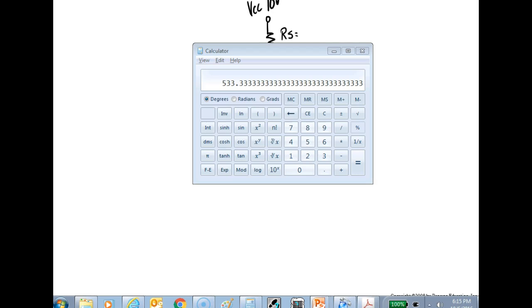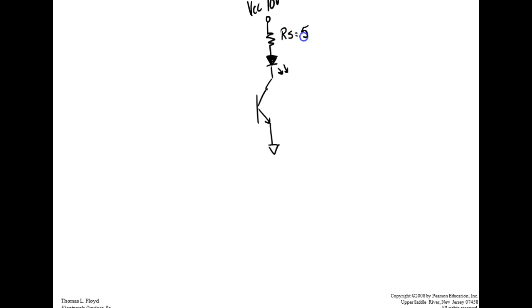So basically we'll just choose the one that it's closest to. That's only 560 ohms, that's only 27 ohms off. That'd be good. Now, why didn't we consider the transistor? Because we're going to saturate this thing, right?